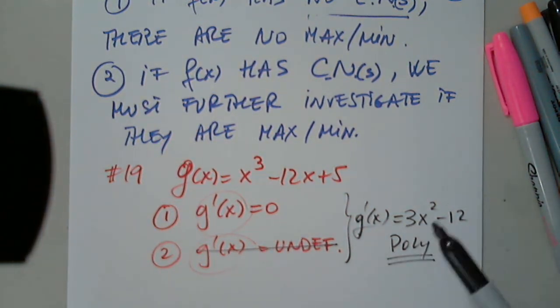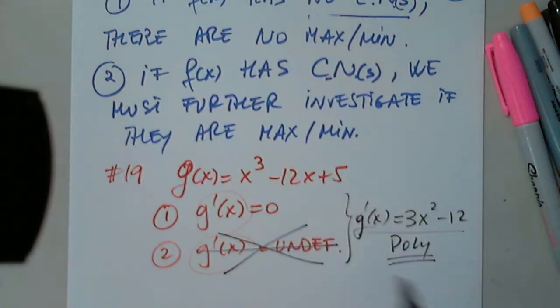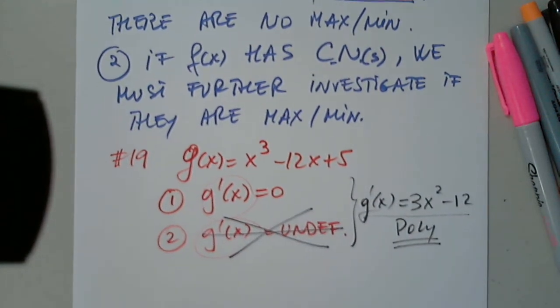Give me any x. 0, I'll say negative 12. 1, I'll say negative 9. 5, I'll calculate and give you the number. So this function is a polynomial. It exists everywhere. This would be a waste of time to even talk about it.